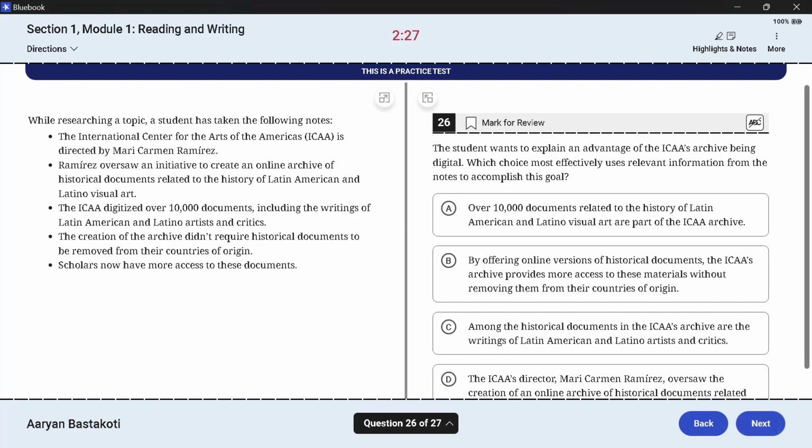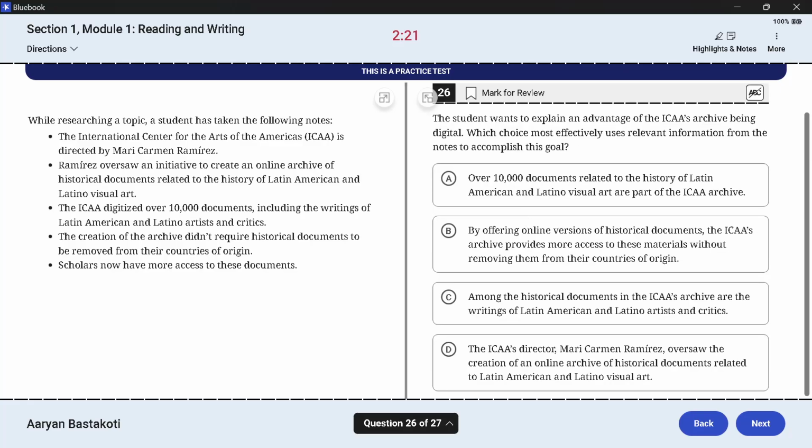The student wants to explain an advantage of ICAA's archive being digital. Okay, we need to explain an advantage. Over 10,000 documents related to the history of Latin American and Latino visual art are a part of. This does not explain the advantage. By offering online versions of historical documents, the ICAA's archive provides more access to these materials without removing them from their countries of origin. This explains the advantage of the archive. This might be the answer.